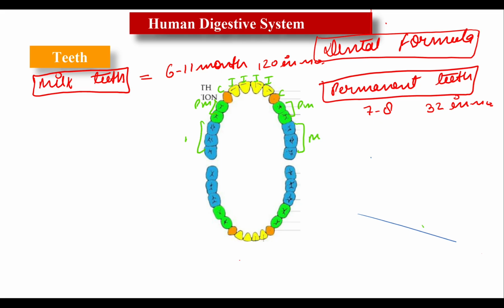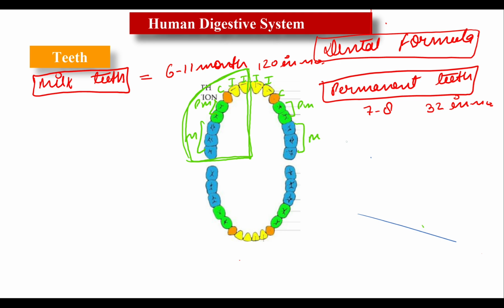Is it clear to everyone? Now, how will you calculate the dental formula? Here we will calculate only this part first of all, then multiply it by 2. How will you write down the formula? I am going to write it there.